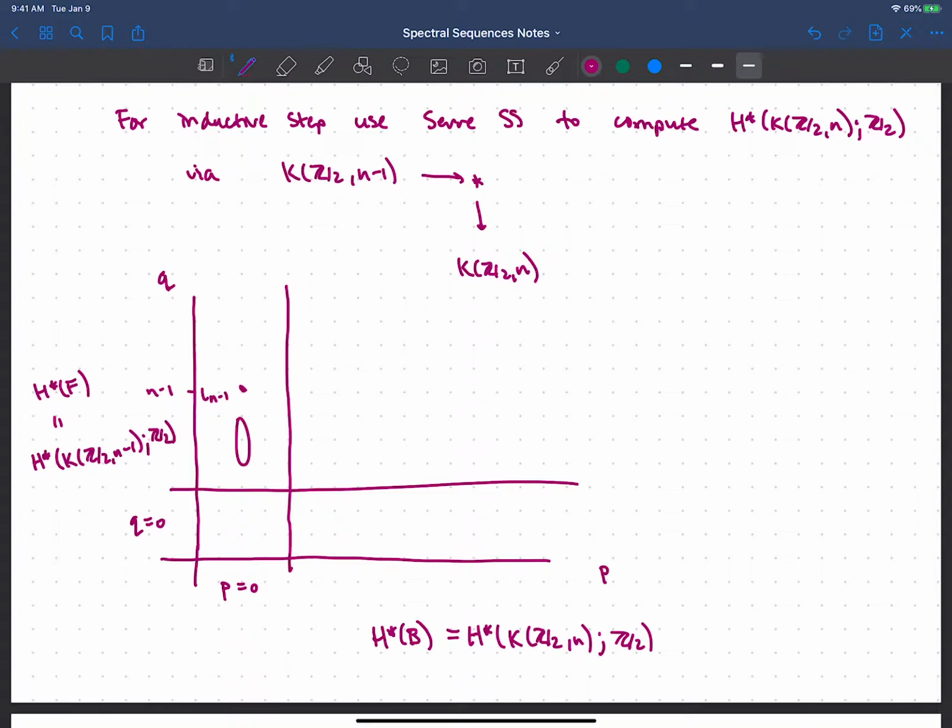Okay, and then because I have all of these zeros, and because I know that KZ mod 2 n is n minus 1 connected, then I know there's nowhere for this class to die until maybe it comes and hits iota n. Okay, so there's my transgression tau because it's going from the q axis to the p axis, right?